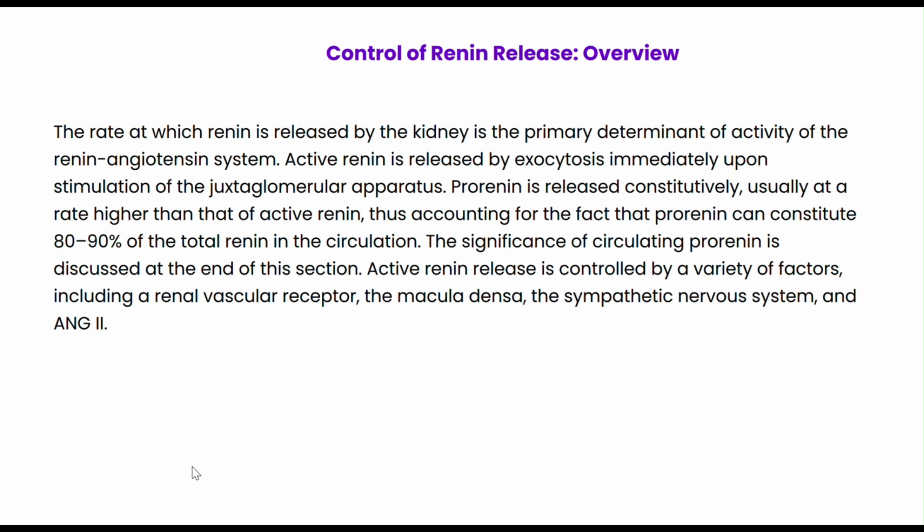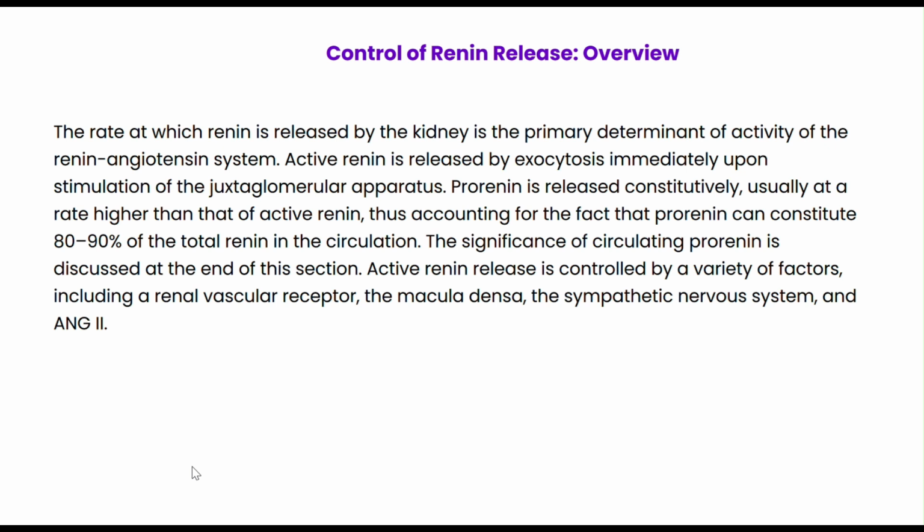So, renin is an enzyme secreted by juxtaglomerular cells in the kidney. Its main job is to kickstart the renin-angiotensin system by converting angiotensinogen into angiotensin 1. Here is the important part.